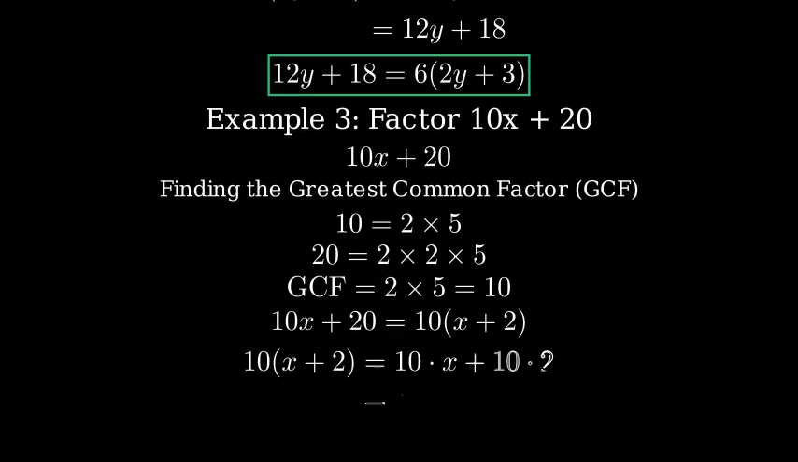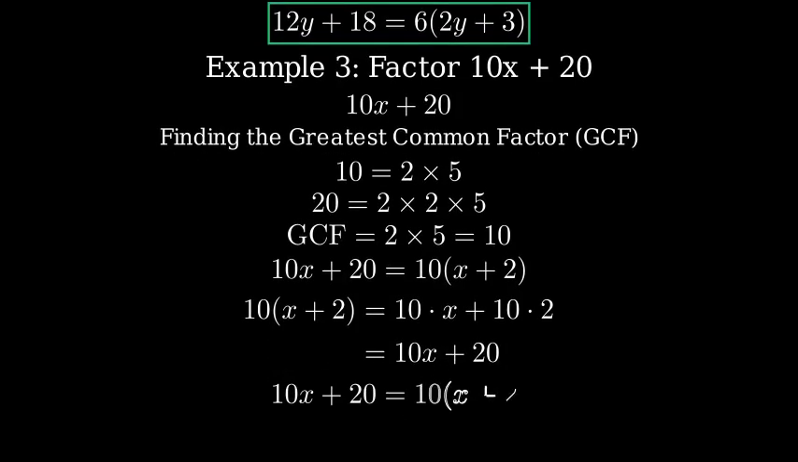Let's verify. 10 times x is 10x, and 10 times 2 is 20. So 10 times (x plus 2) equals 10x plus 20. Our factorization is correct. Now, let's move on to a different type of example.